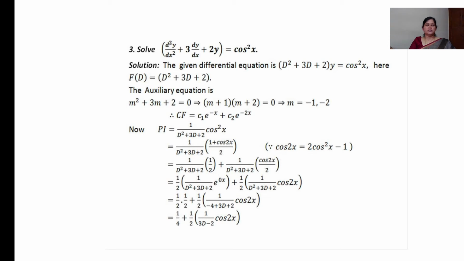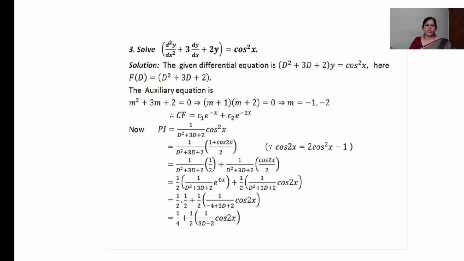Now we have two terms in f of x: one is 1 by 2, and the other is cos 2x by 2. So simplifying with f of D, we get 1 by 2 into 1 over D square plus 3D plus 2. Here only a constant is there, that's why we are taking it along with exponential form. That is the first type of particular integral. We take e to the power 0x, and we know e to the power 0x is 1.